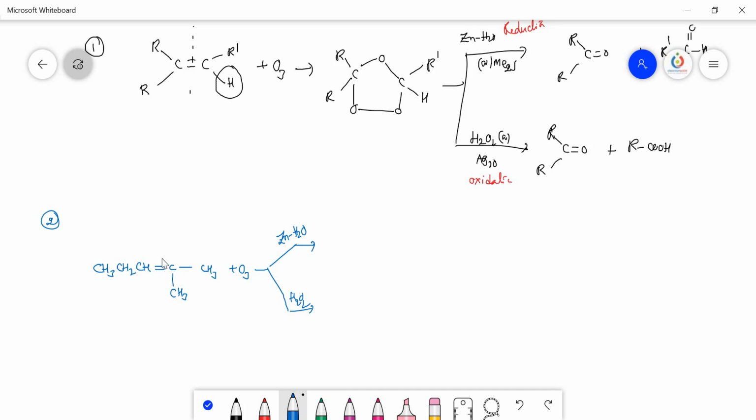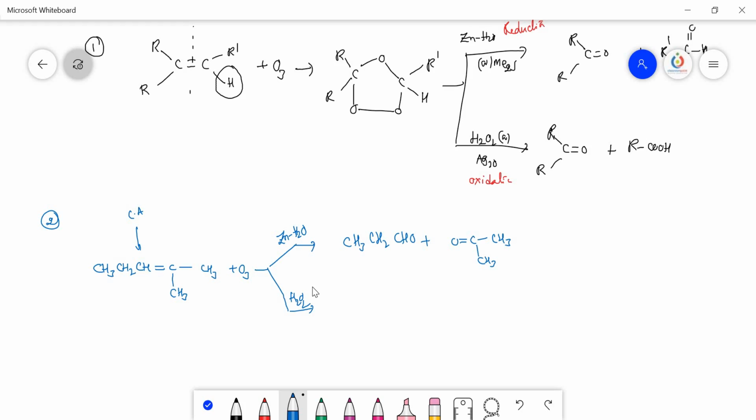So with zinc H2O, just break the bond, put oxygens on both sides. You'll get CH3, CH2, CHO plus here C double bond O, CH3 and CH3. These are the products. But when H2O2 is there, then here hydrogen is there, no? So if any double bonded carbon is having at least one hydrogen, that part will be converted to the carboxylic acid. The other part will not be converted to carboxylic acid.